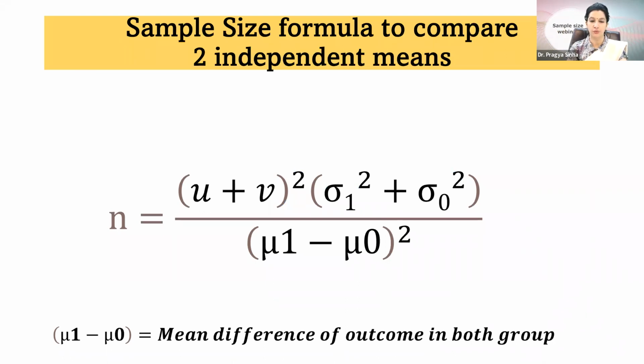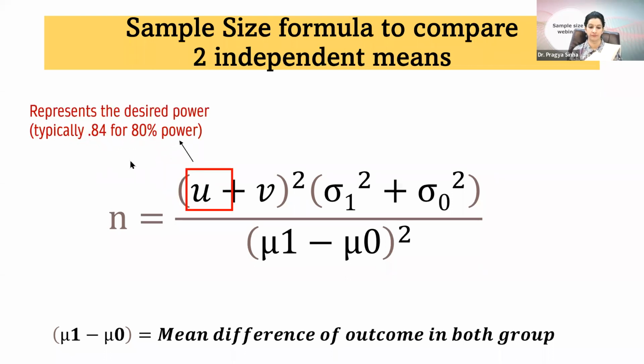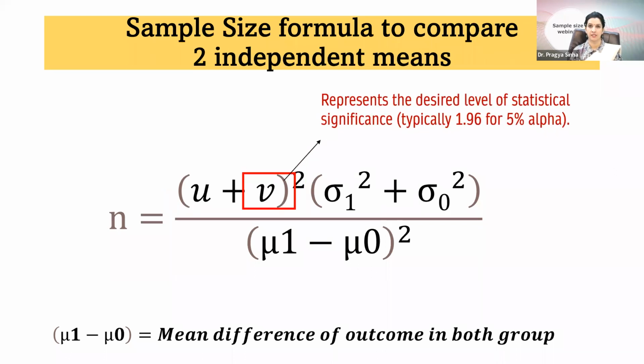So this (U plus V) square, we'll discuss what these U and V are. Sigma 1 square plus sigma 0 square, and in the denominator it is (mu1 minus mu0) whole square. This mu1 minus mu0 is the difference in the mean outcome for both groups. This U is the desired power, which is 0.84 for 80% power. Then we have this V. It represents the desired level of statistical significance, and its value is 1.96 for 5% alpha.